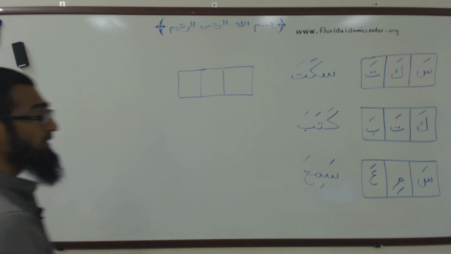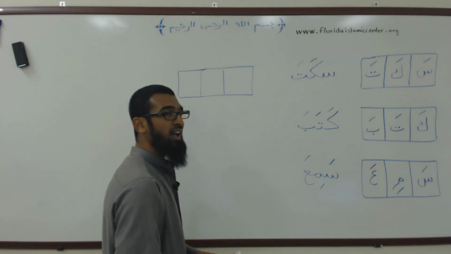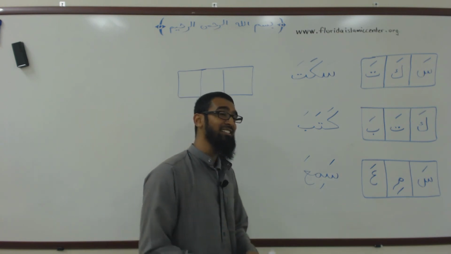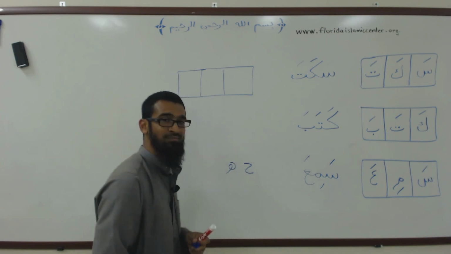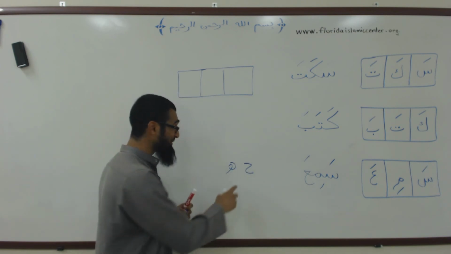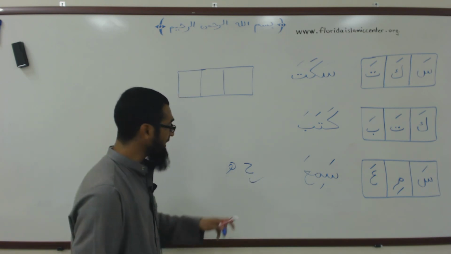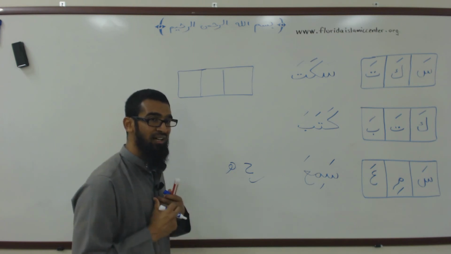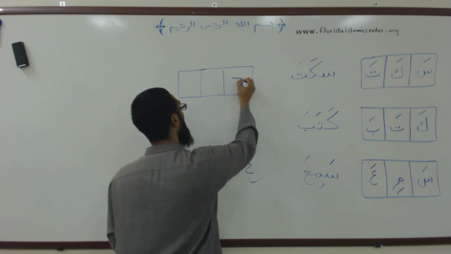Okay, let's see what you came up with. Hasuna. What's the first letter? Say it. Is it this ha or is it this ha? The first one. Okay. If it was the second one, I would have said it differently. But I said ha. So this is a ha.